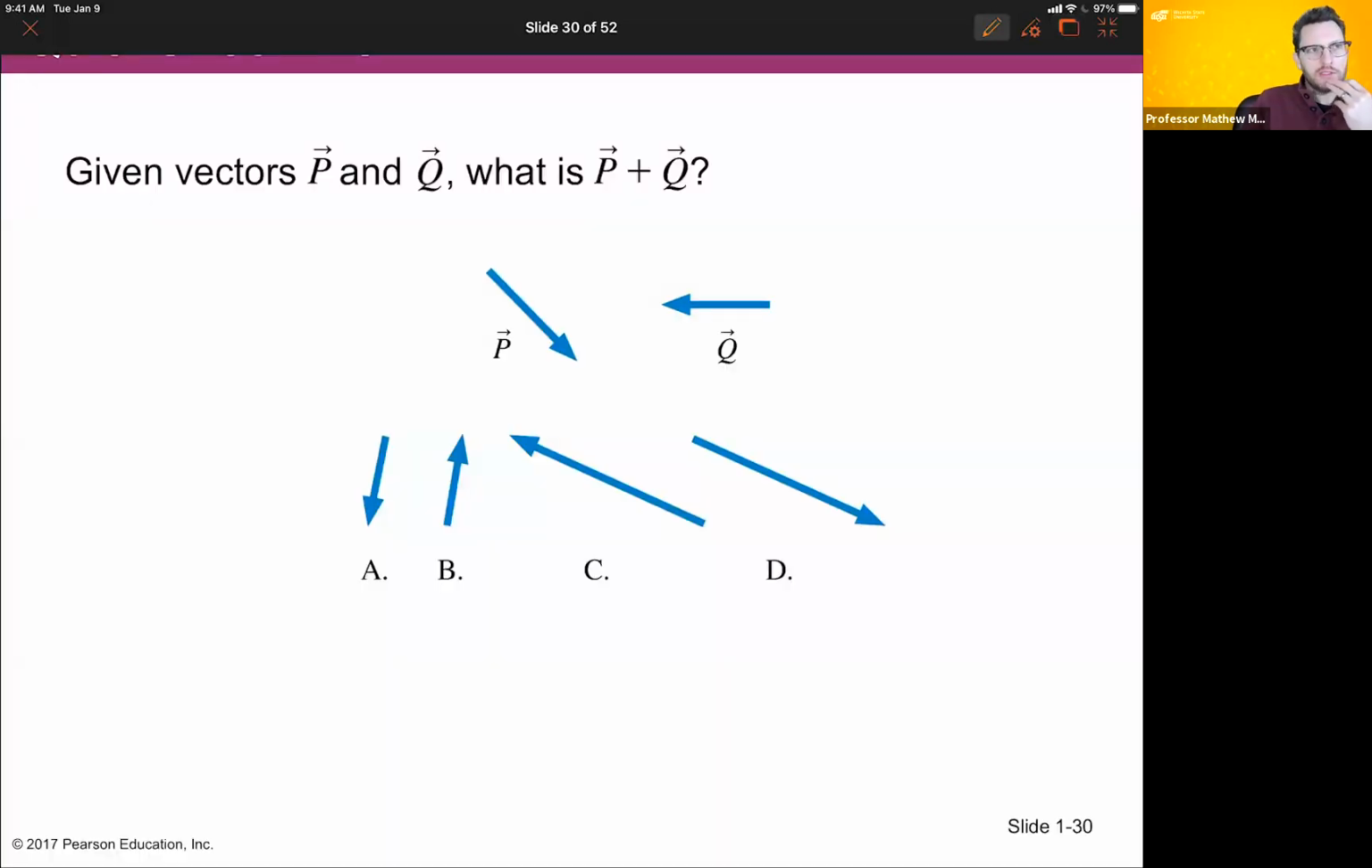So in this instance, here I have two vectors that I've given you, vector P and vector Q, and I want the vector sum of P and Q. Which from A, B, C, D is the vector sum of P and Q?